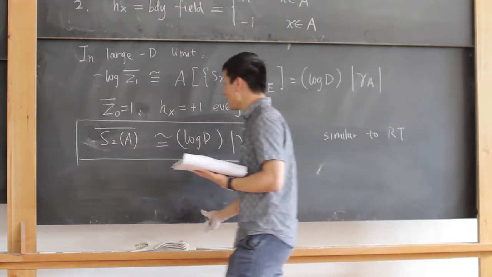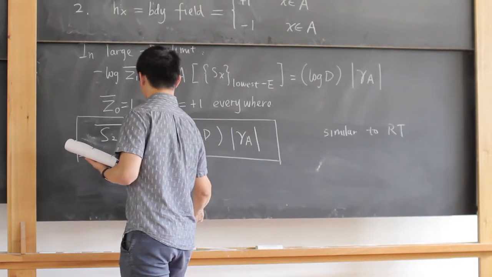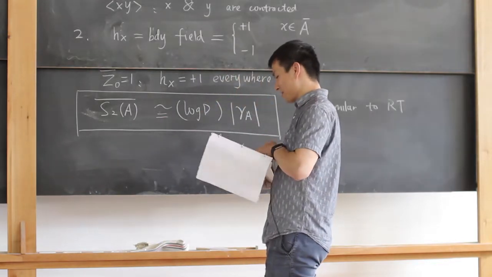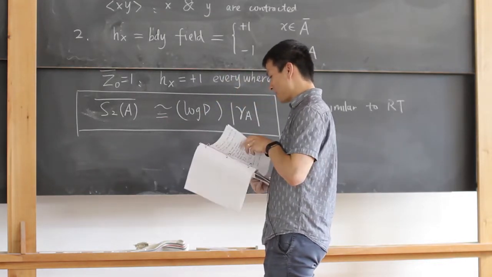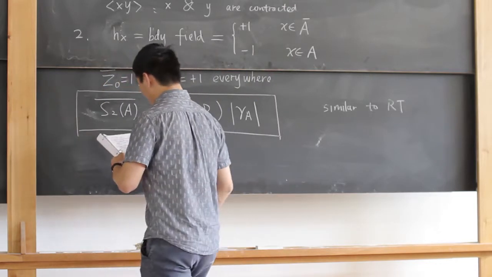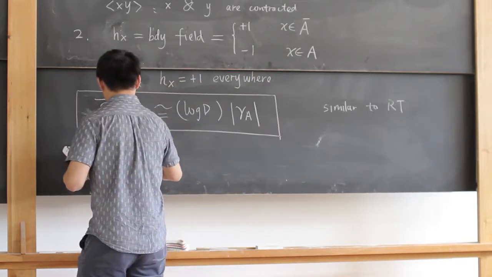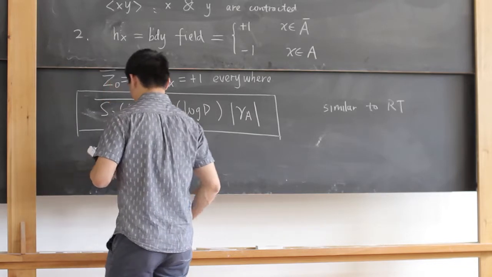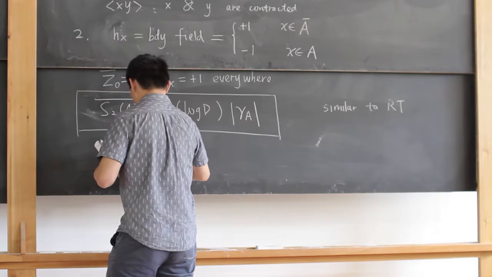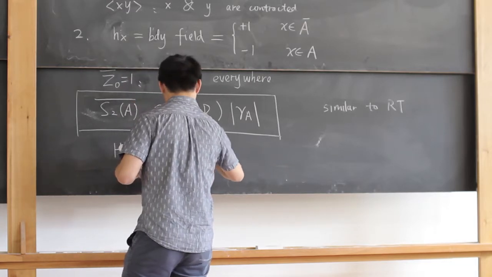Let me make a few comments about this. Oh, I should also mention the reference. All of this about the random tensors is given in the paper by Hayden, Nezami, Qi, Thomas, Walter, and Yang.